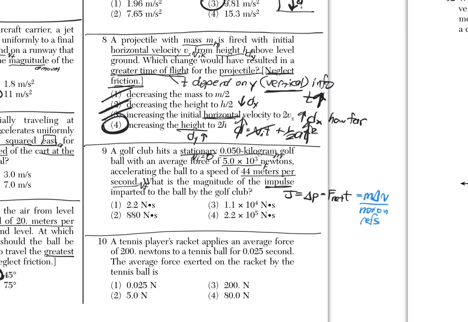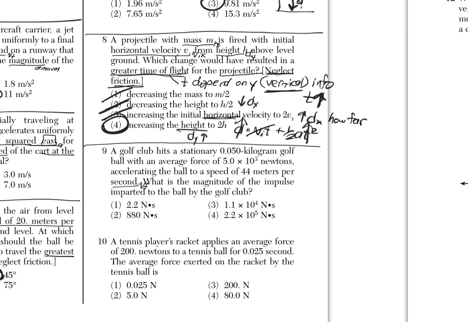And actually, that's the piece that we're going to use because we know the mass and we know the delta v. We happen to know the force as well, but we don't know the time. So we can't do FΔt. So I'm going to do J equals m delta v, and I get an impulse of 2.2.